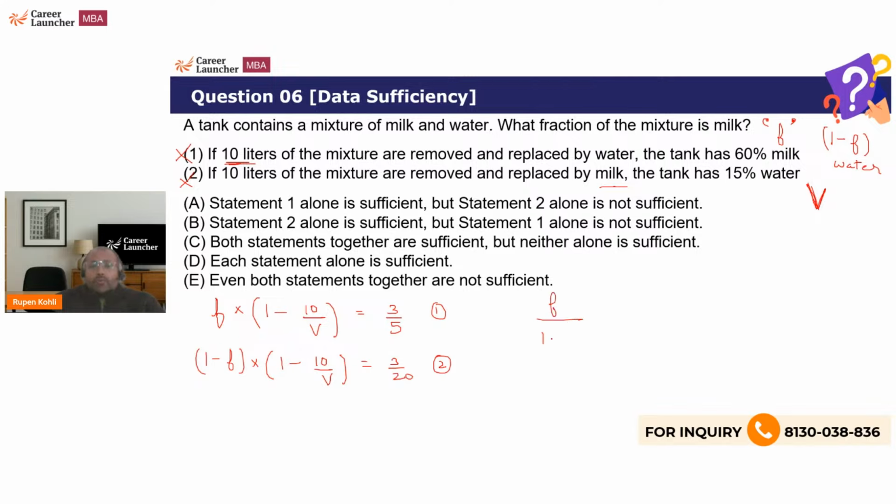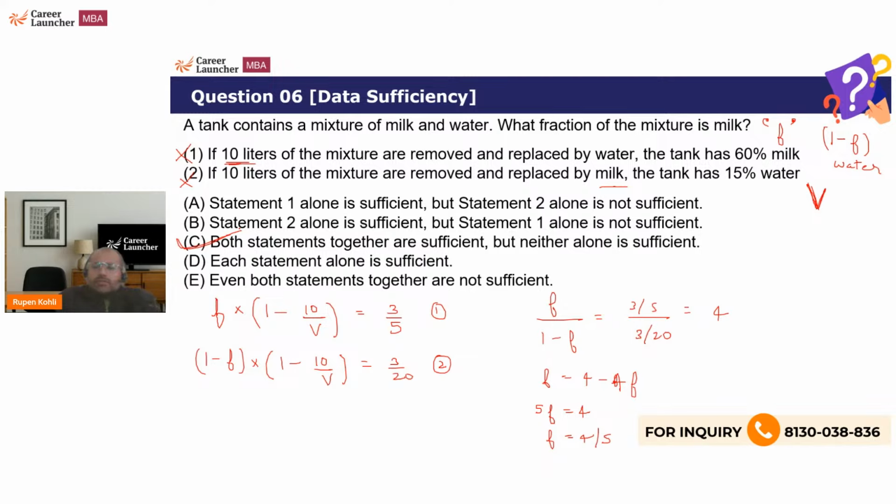So f over 1 minus f is 3 by 5 upon 3 by 20, which is 4. F therefore equals 4 minus 4f, or 5f equals 4, or f is 4 by 5. So yes, very much a valid value. 80, we started with an 80% milk. So after combining, both statements together are very much sufficient, right?